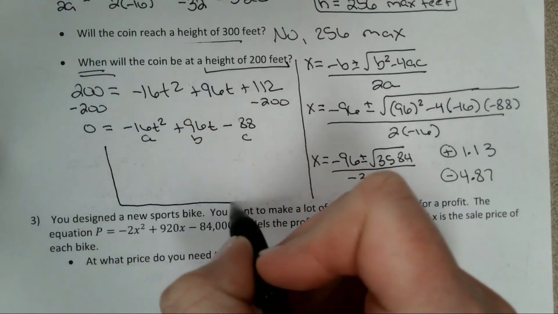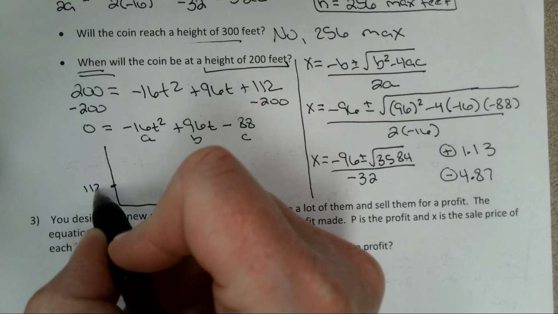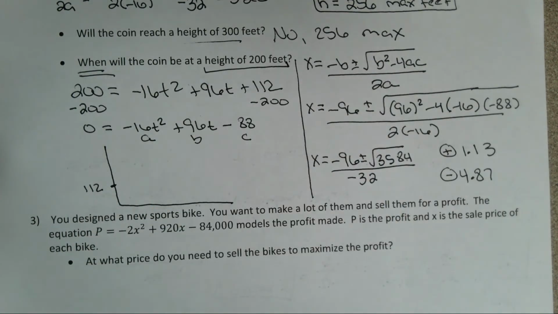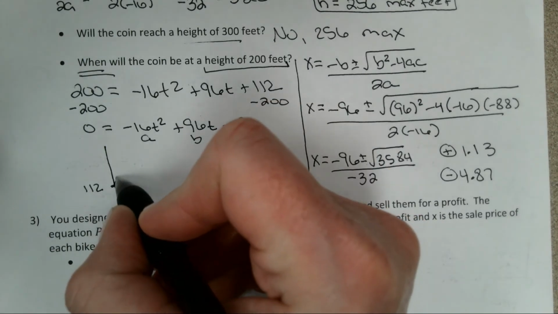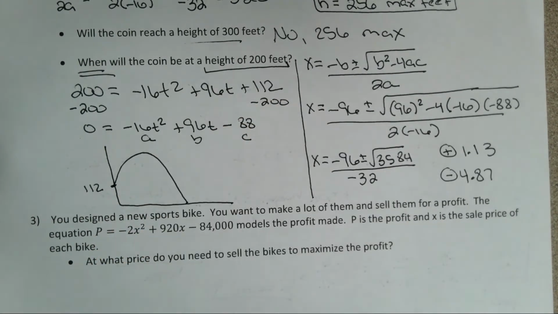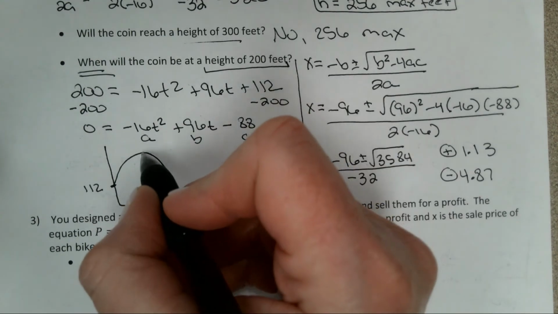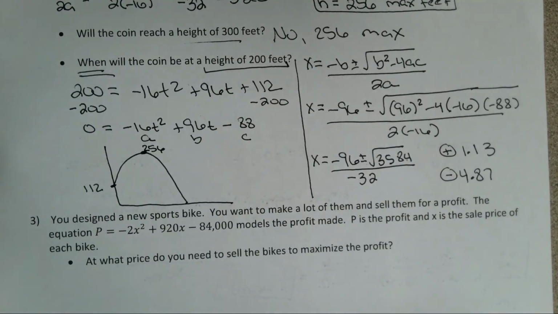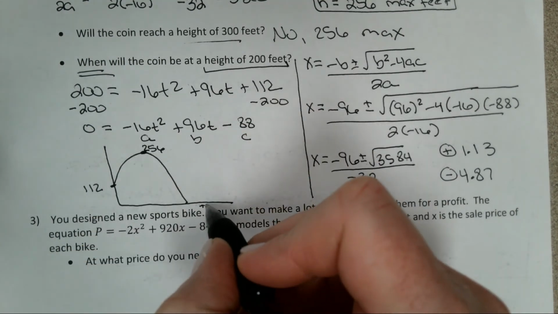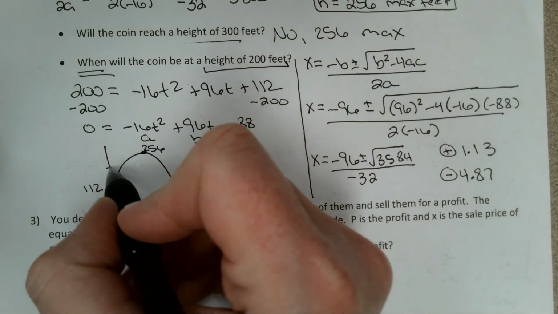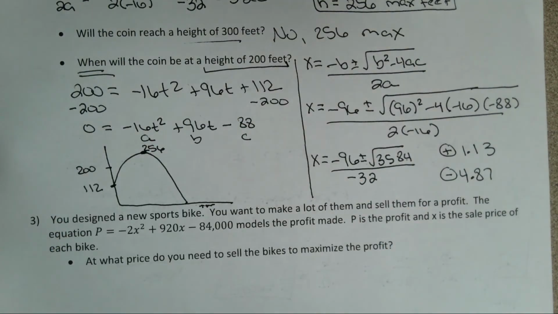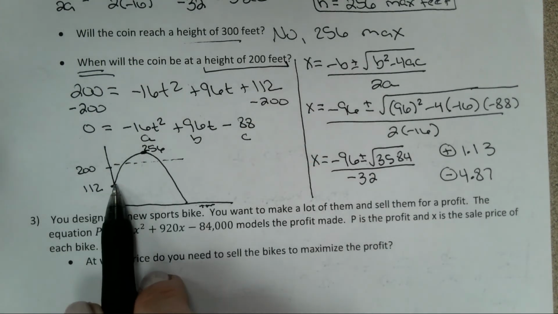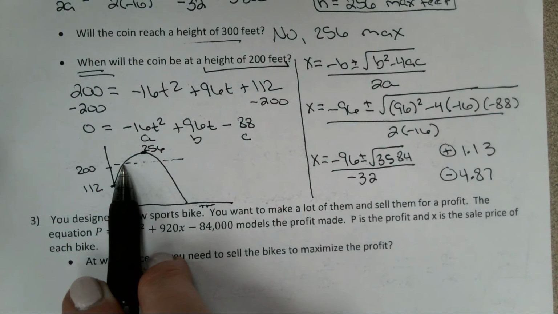All right, so I'm starting up here at 112 feet because it's the same one as before. It's going to go up and it's going to come down here and land. So we decided that it hit this maximum height at 256. And down here is time. We wanted to know when it's about here at 200 feet. So I'm going to hit 200 feet on the way up.